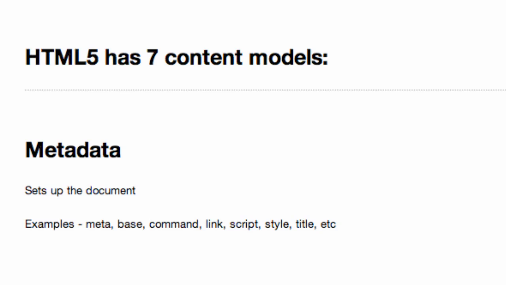The first content model I want to talk about is metadata. And metadata basically sets up your document. These are things that typically come in the header of the document, okay? We've seen these before, but they're defined now. Examples of this include the meta tag, the base tag, the command tag, link, script, style, title. So if you bring in style sheets, external scripts, internal scripts, things like that, they all are the metadata content model.